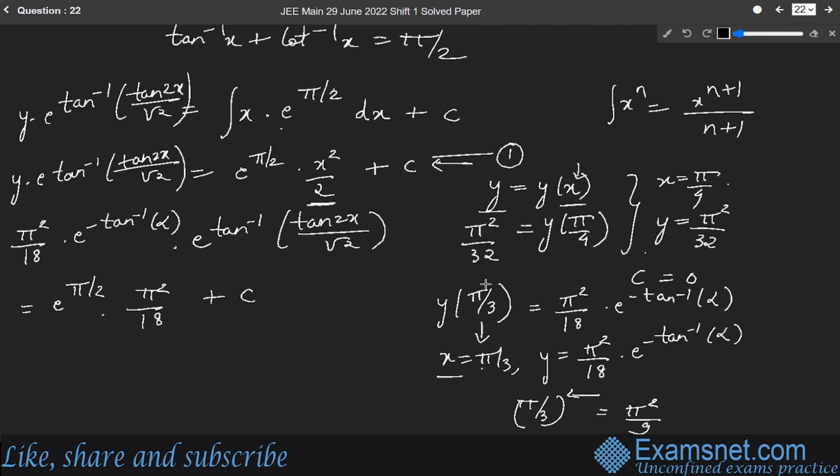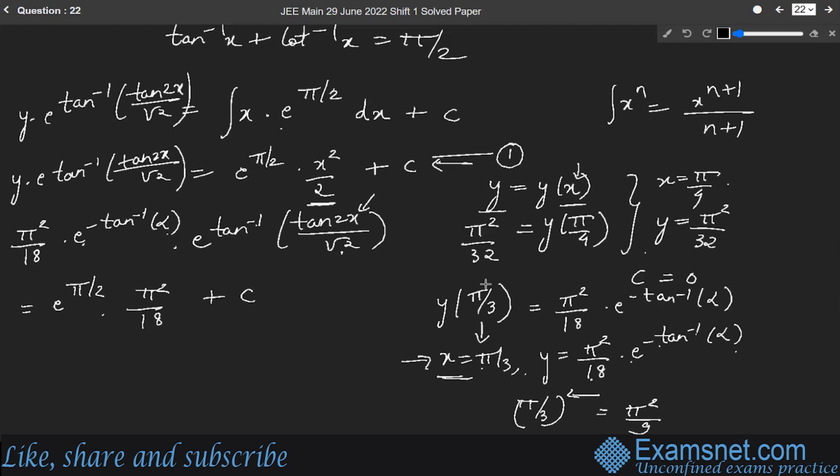We have substituted the value of x and y. The value of x is pi by 3 and the value of y is pi square by 18 into e power minus of tan inverse alpha. We have substituted both these values in equation 1. So this is the required expression. Now focus on this part: e power minus of tan inverse alpha into e power tan inverse of tan 2x upon root 2.